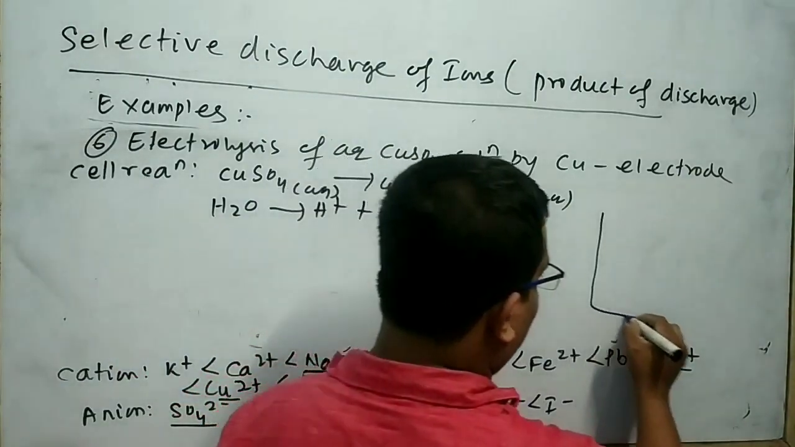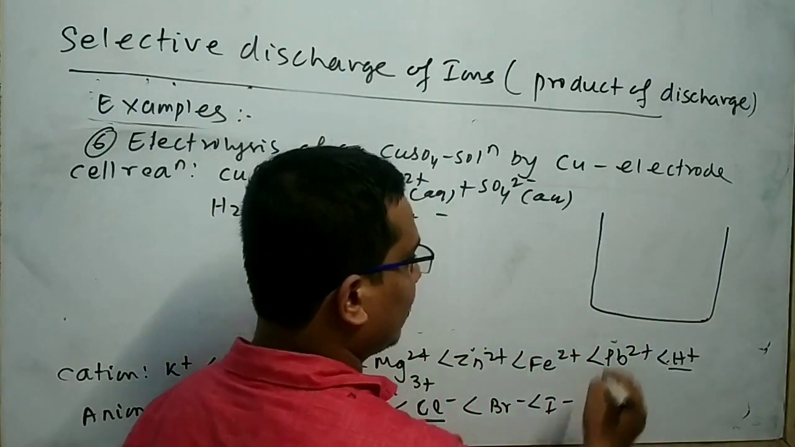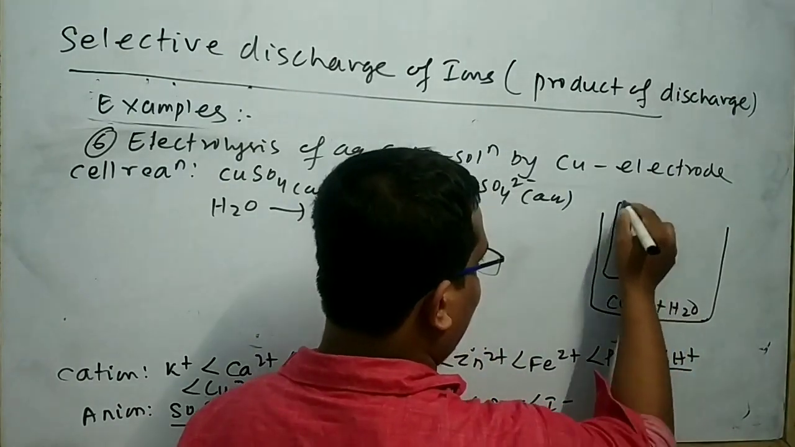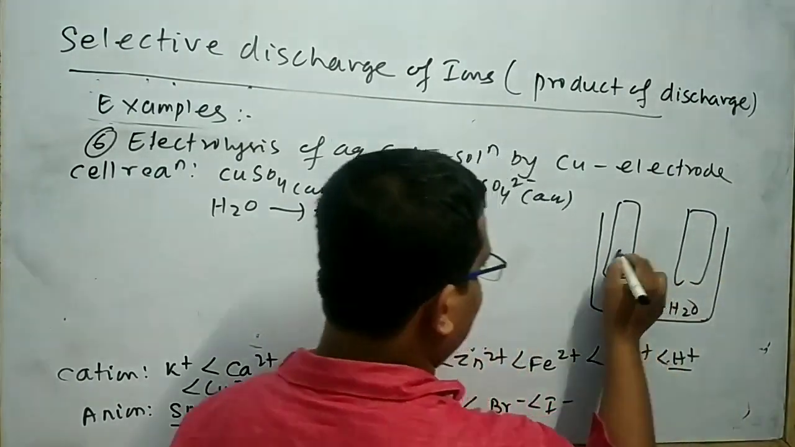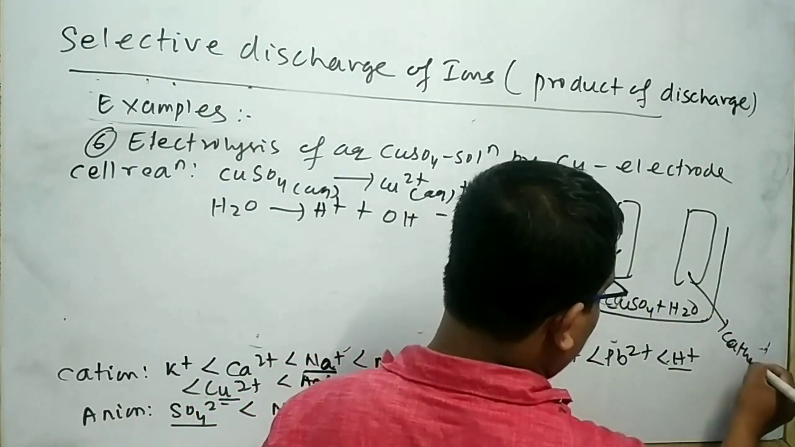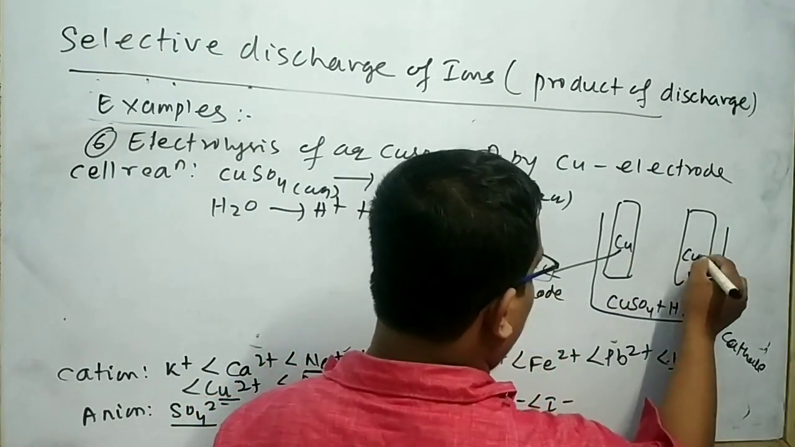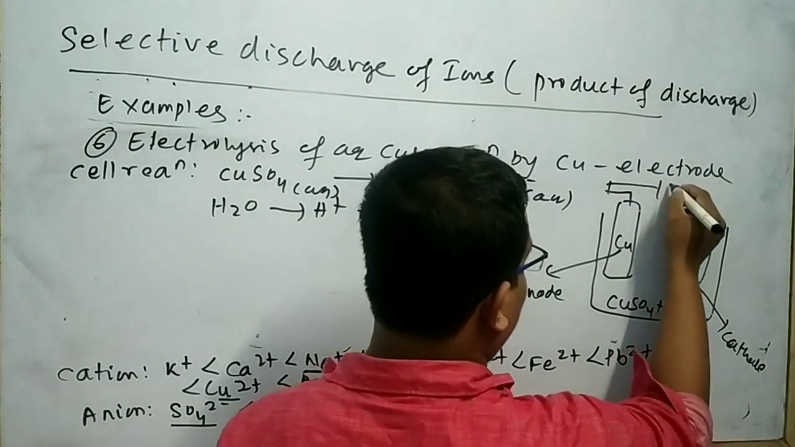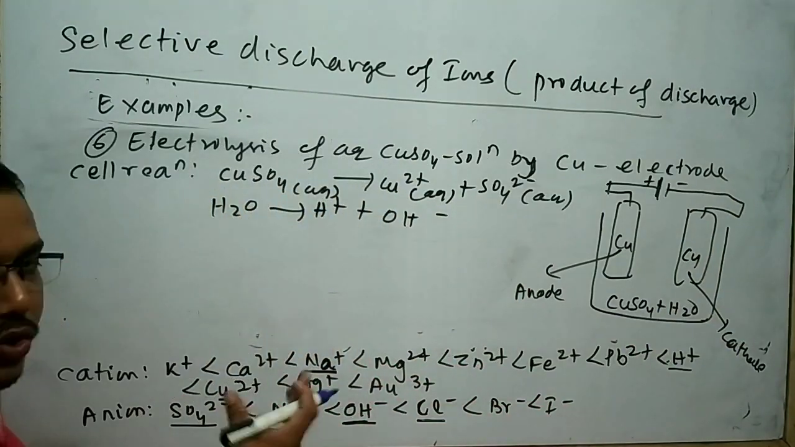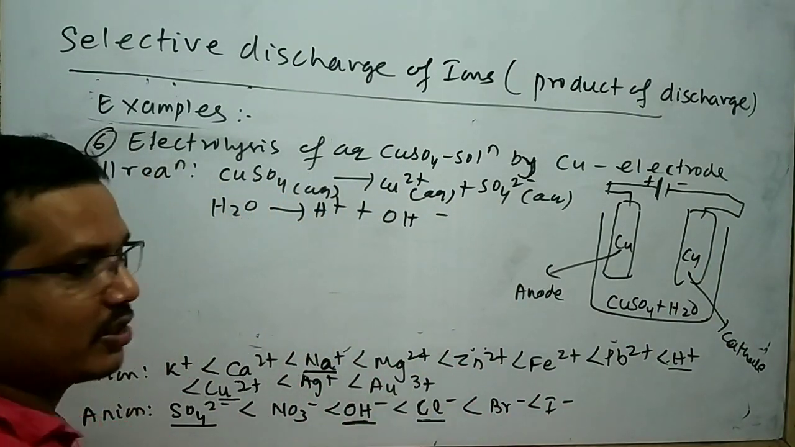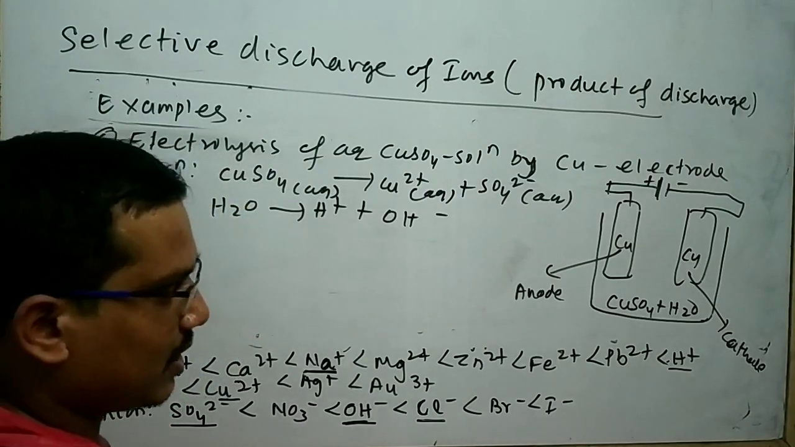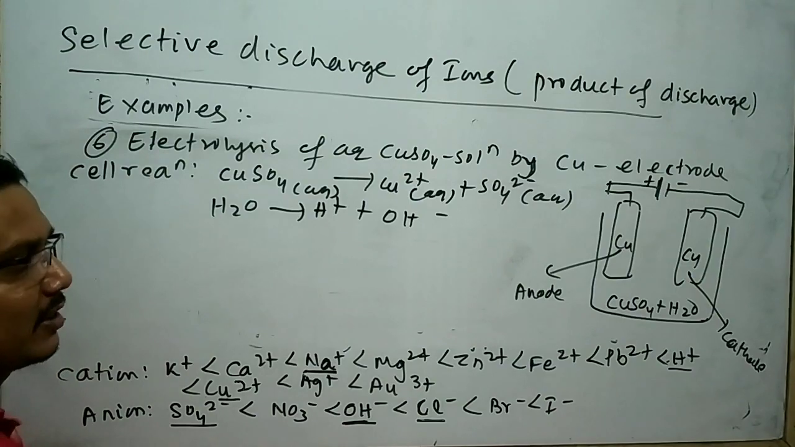Suppose I want to draw the diagrammatic representation. Here CuSO4 plus water is present. Here copper electrodes are present. This is the anode. This is said to be the cathode. This is copper. This is also copper. Here a battery is connected. This is plus, this is minus. Here no concentration term is given, so the concentration term does not affect the selection of ions for the first discharge. Now I will think about the nature of the electrode.